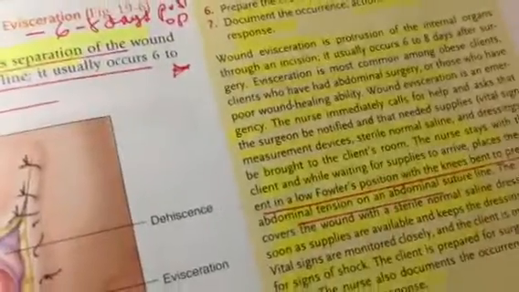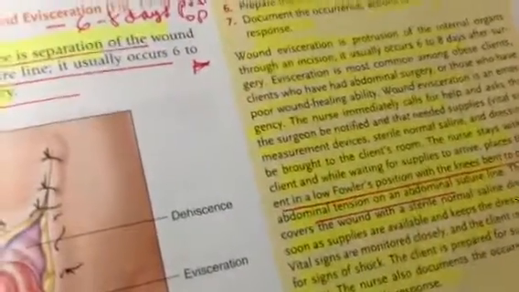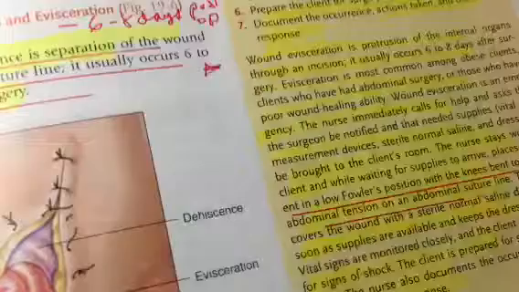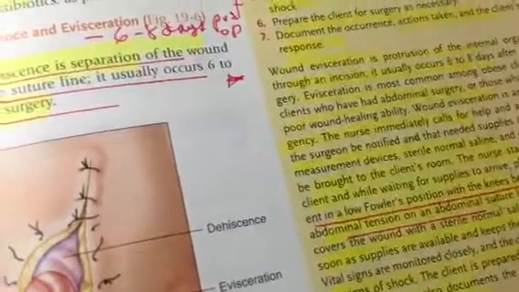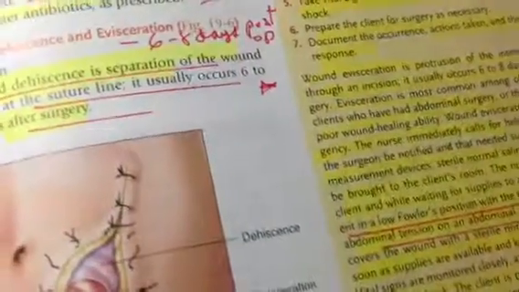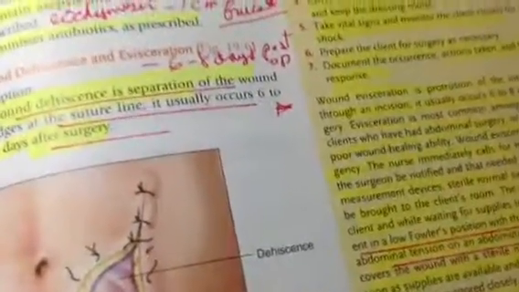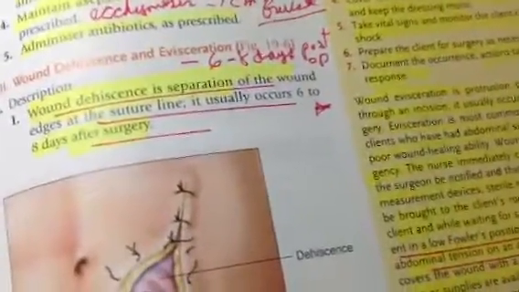Actions to take if evisceration occurs. Call for help. Ask that the surgeon be notified and that needed supplies be brought to the client's room. Stay with the client. While waiting for supplies to arrive, place the client in a low Fowler's position with the knees bent.